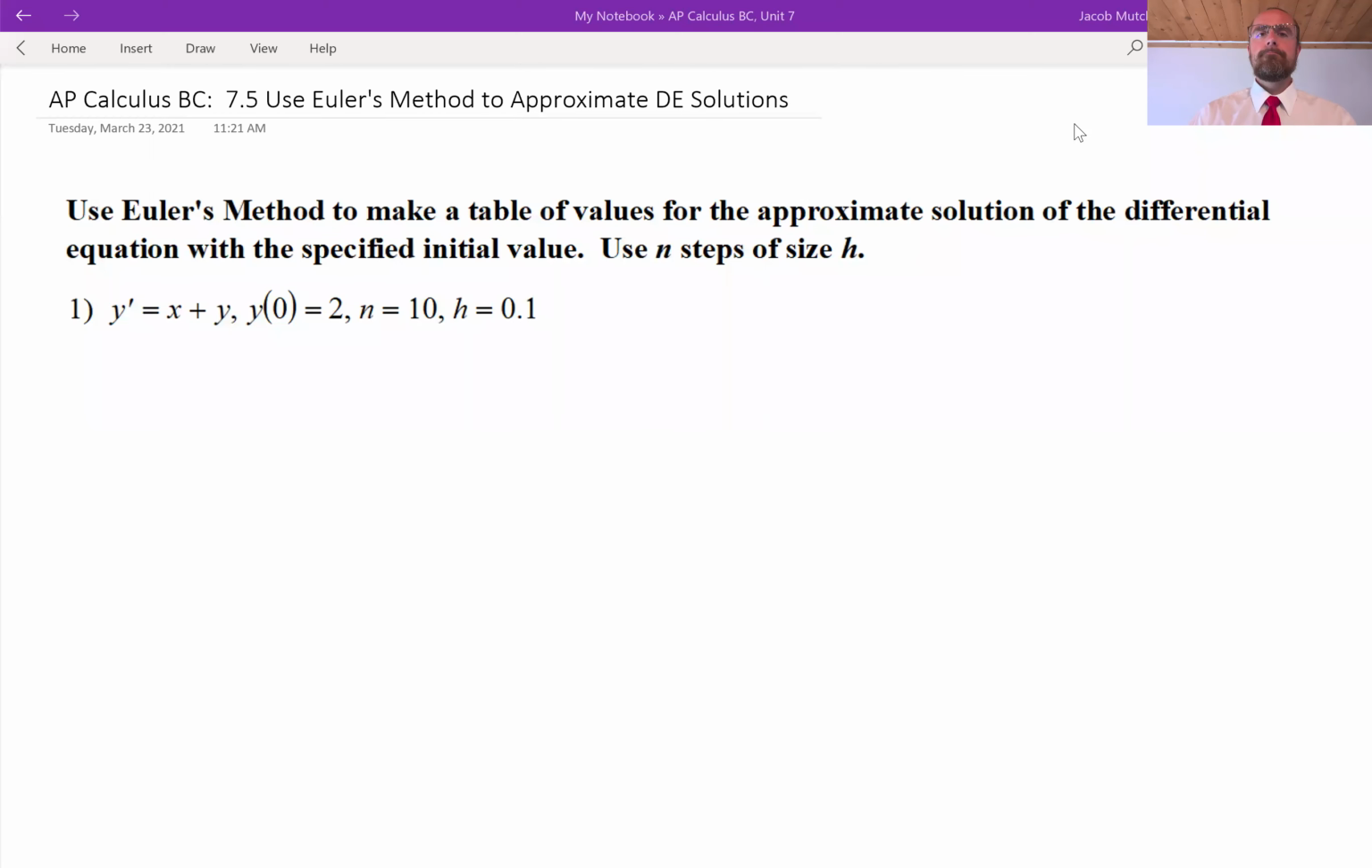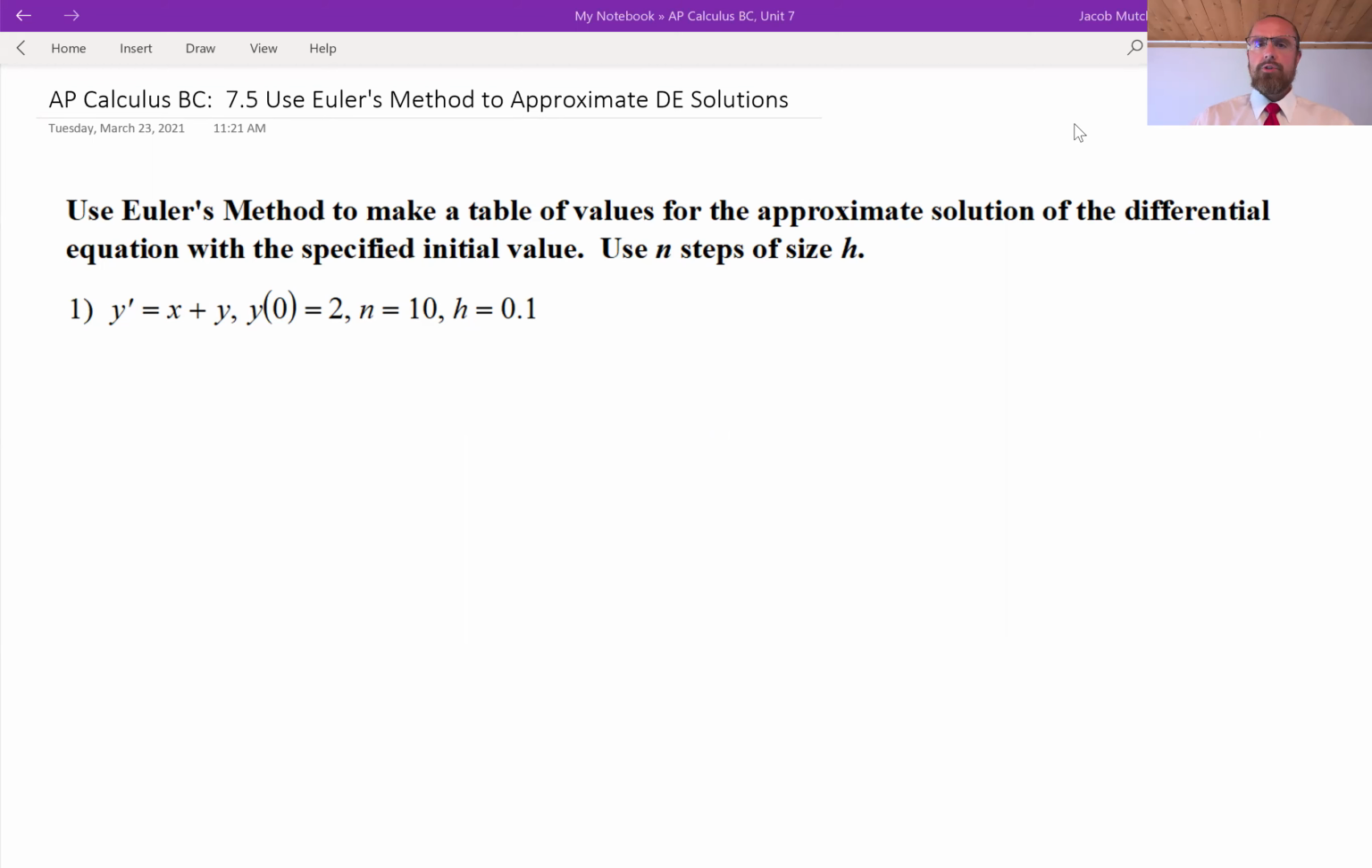Welcome to Calculus. Today we will investigate how to use Euler's method to approximate differential equation solutions. We'll take a look at two examples. Our first example is this differential equation y prime equals x plus y. We want to use Euler's method to approximate solutions for the differential equation with a recursive process. We've seen something similar when we were trying to find zeros using Newton's method of approximation.